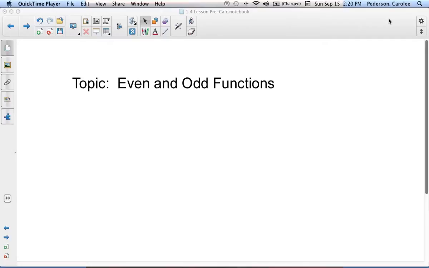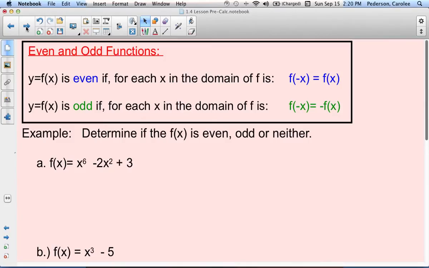This video works with even and odd functions, identifying is the function even or odd, and where we go with that later is identifying some symmetry that happens with the graph. So this slide in the box gives us the definition.